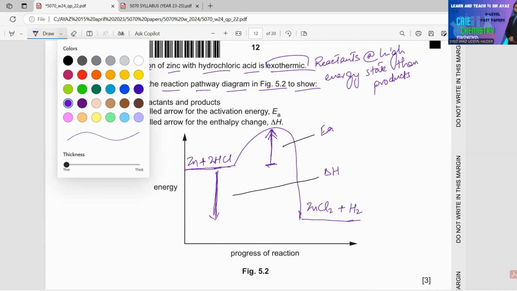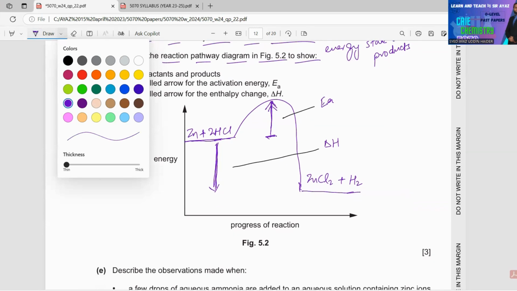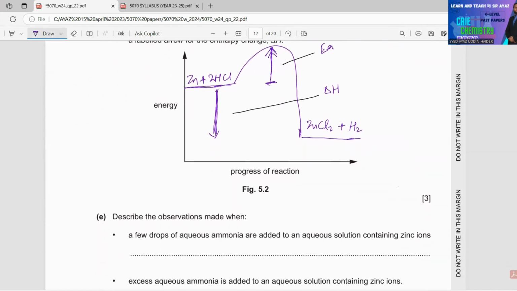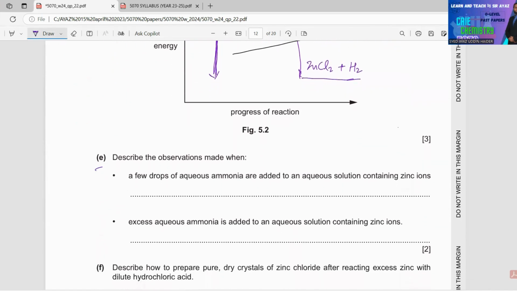So this will be the final label diagram for this reaction. Part E, describe the observations made when a few drops of aqueous ammonia are added to an aqueous solution containing zinc ions. Now, zinc ions in aqueous ammonia gives white precipitate.